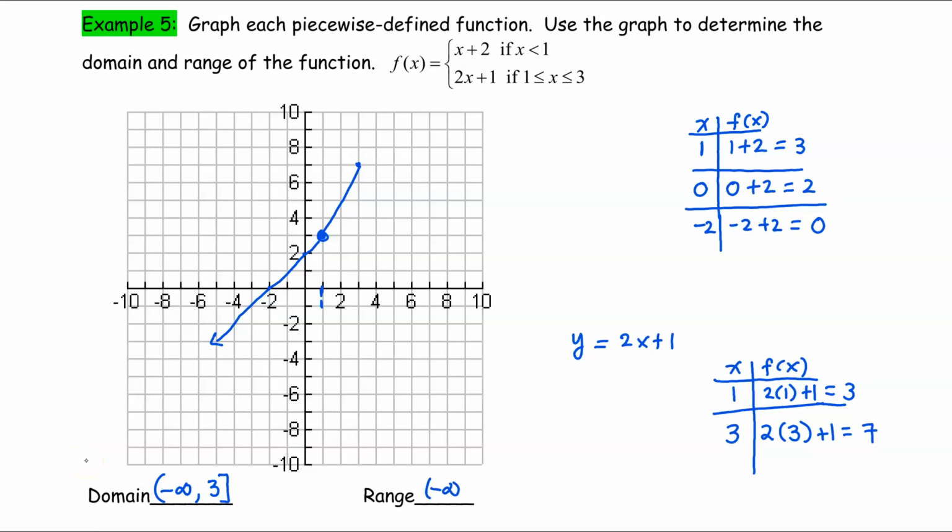Now, you always start with smaller numbers. You always start with negatives or -infinity. So -infinity going to, the last point is this. It is 7. So it is only up to here. So it is -infinity to 7, and 7 is included. That's the range of this piecewise function.